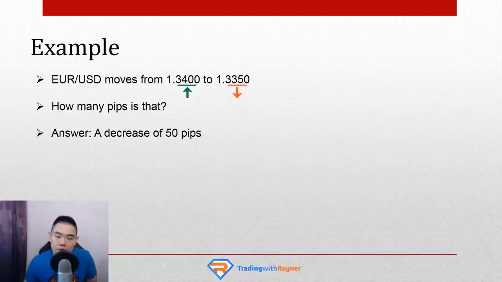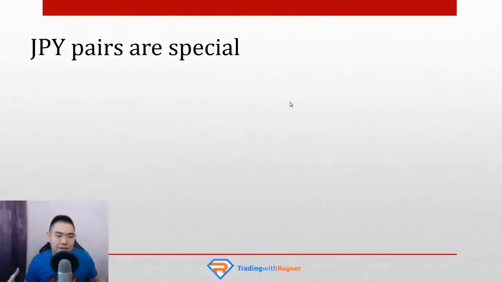So a quick tip that I have for you is that if you have difficulty counting with your fingers and stuff like that, you can just take a calculator, take the last 4 digits minus the last 4 digits, and you'll get 50. That's another way to go about it. So moving on, one thing to share is that the yen pairs are special.